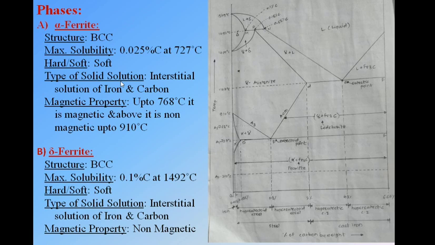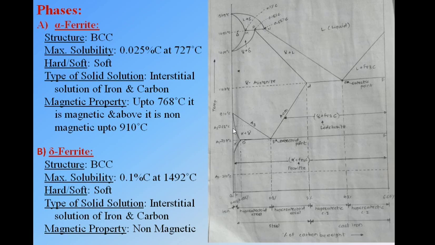Next, type of solid solution. This is an interstitial solid solution of iron and carbon. What do you mean by interstitial? Interstitial means the solute atoms take place at the interstitial sites of the solvent atoms. As iron has the larger size and carbon has the small atomic size, it will form an interstitial solid solution of iron and carbon. Okay, then magnetic property.